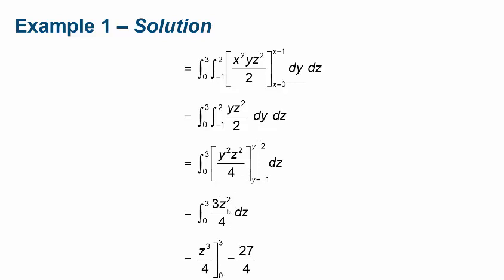Then the last thing you have to do is integrate with respect to z. This very simply integrates as z cubed over 3. The 3 cancels here, so you're just left with z cubed over 4, evaluated from 0 to 3. You plug in the 0, that goes away, and z cubed is equal to 27.